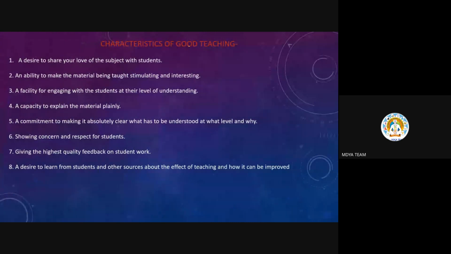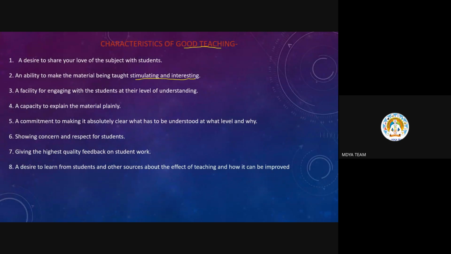Characteristics of good teaching. A desire to share your love of the subject with the student. If the teacher is not interested in the subject that he or she is teaching, he may not deliver the lecture with such enthusiasm that the student will relate to it. So it's important for the teacher to be engaged in the subject which he or she is teaching. And the ability to make the material being taught stimulating and interesting.